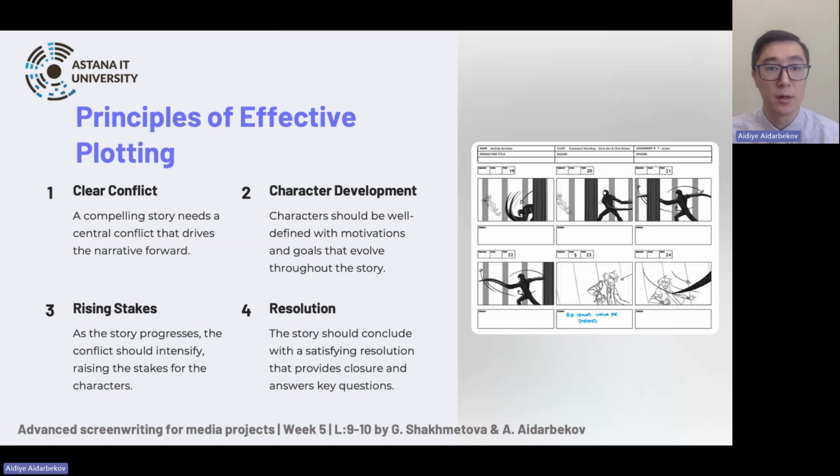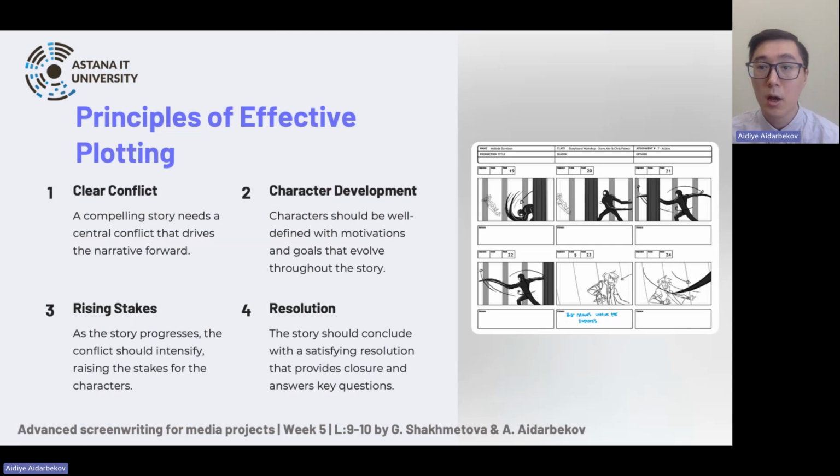Mostly, as we discussed previously in our lectures and in our practice, the most important thing here is conflict. The conflict needs to be clear for the audience. A compelling story needs a central conflict that drives the narrative forward. So firstly, clear conflict. The second point is character development.